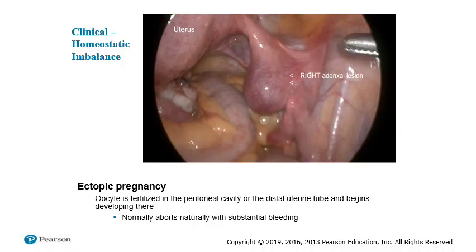And here's another homeostatic imbalance, showing us an ectopic pregnancy, which is outside of the uterus. This oocyte is fertilized in the peritoneal cavity on the distal part of the uterine tube and begins developing here. It normally aborts naturally with substantial bleeding, but this one, I believe, is being removed.